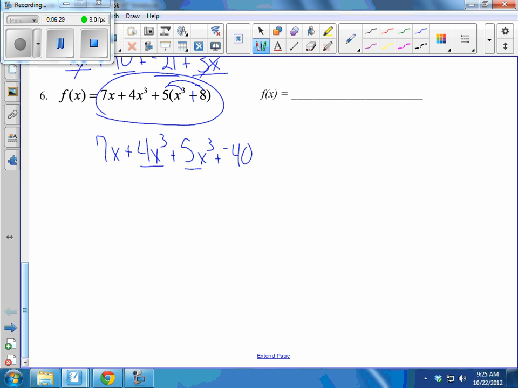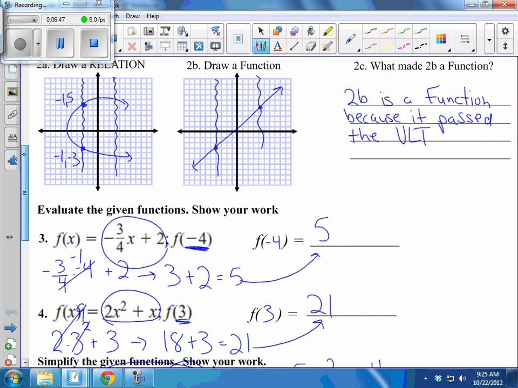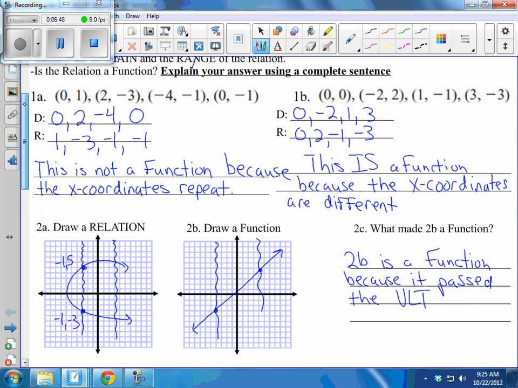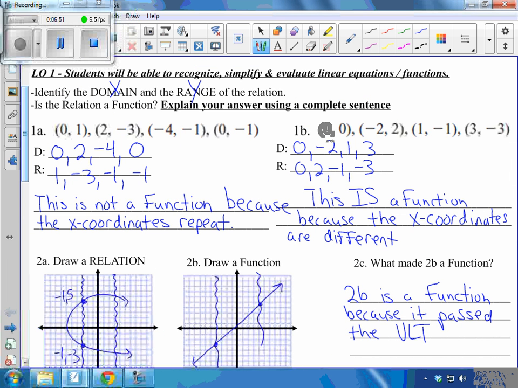So how many x cubes do I have? I have 9 of them. I'm going to cross those off. I don't need them anymore. I don't have any other x's, so I'm just going to bring the 7x along. Cross that out. And then I have negative 40. And you could write this in any order. You can write minus 40, doesn't matter. And that is our first objective, which is recognizing, simplifying, and evaluating linear equations and functions.